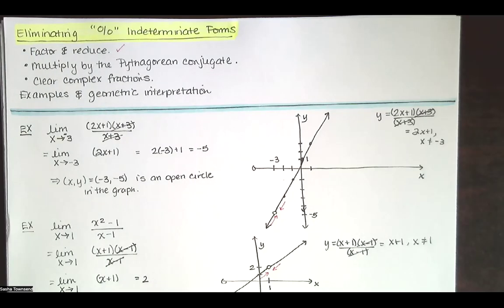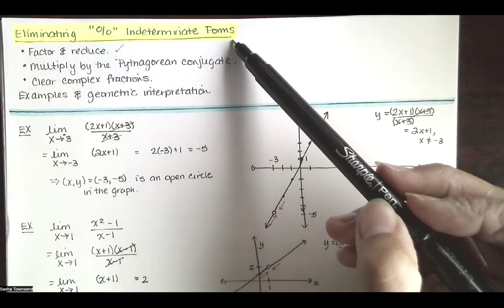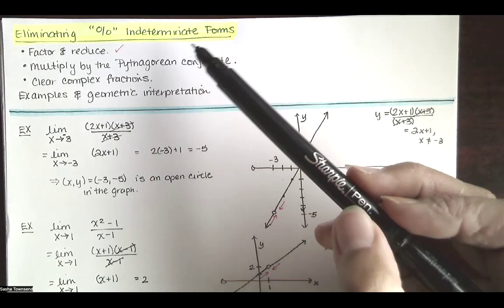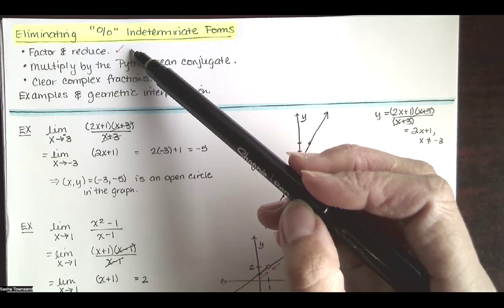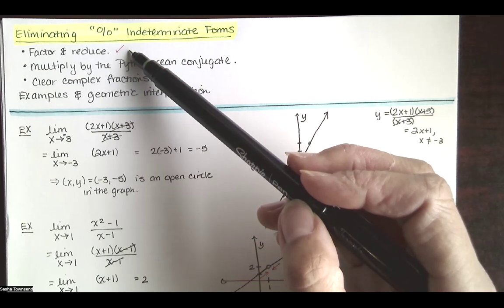In this video, we discuss eliminating 0 over 0 indeterminate forms by 3 methods. First, we factor and reduce. That's one we've done before. We factor and reduce whenever we were evaluating limits of rational functions. We're going to show a couple of simple examples here.